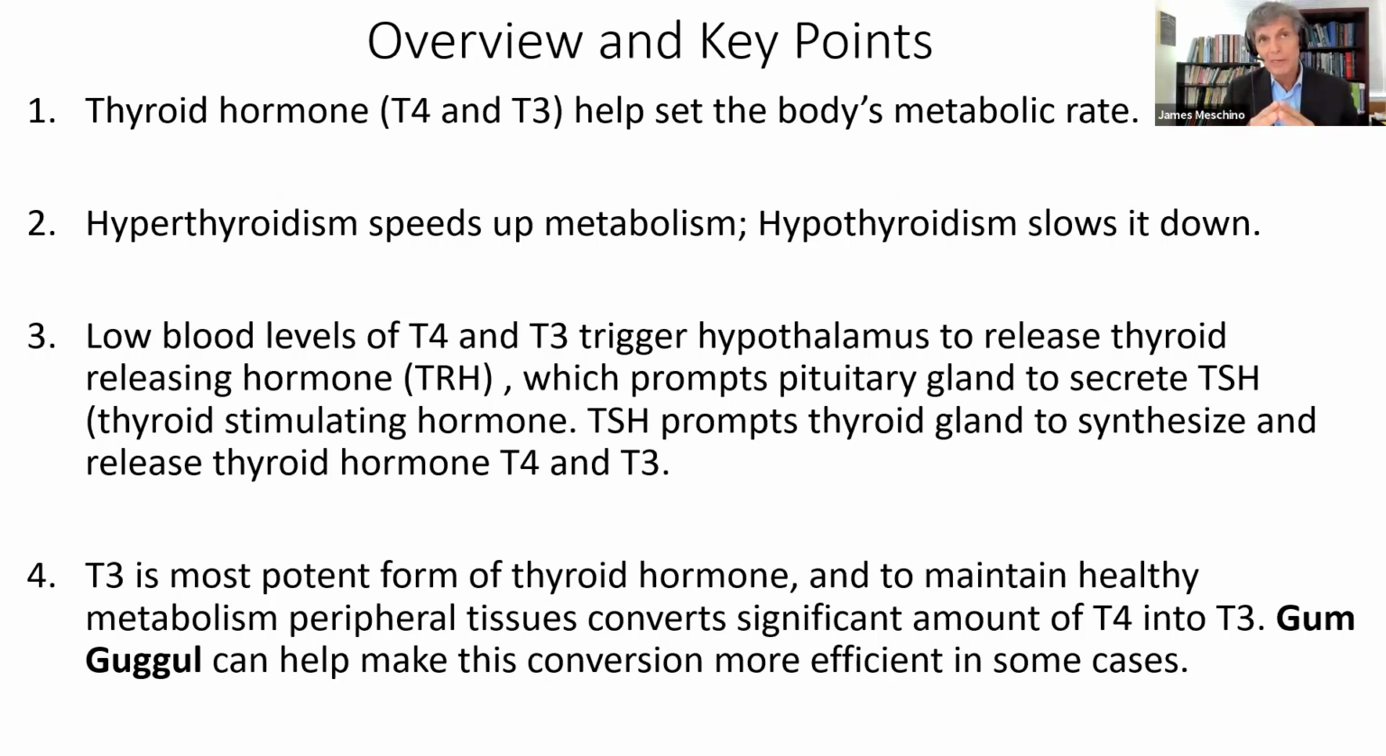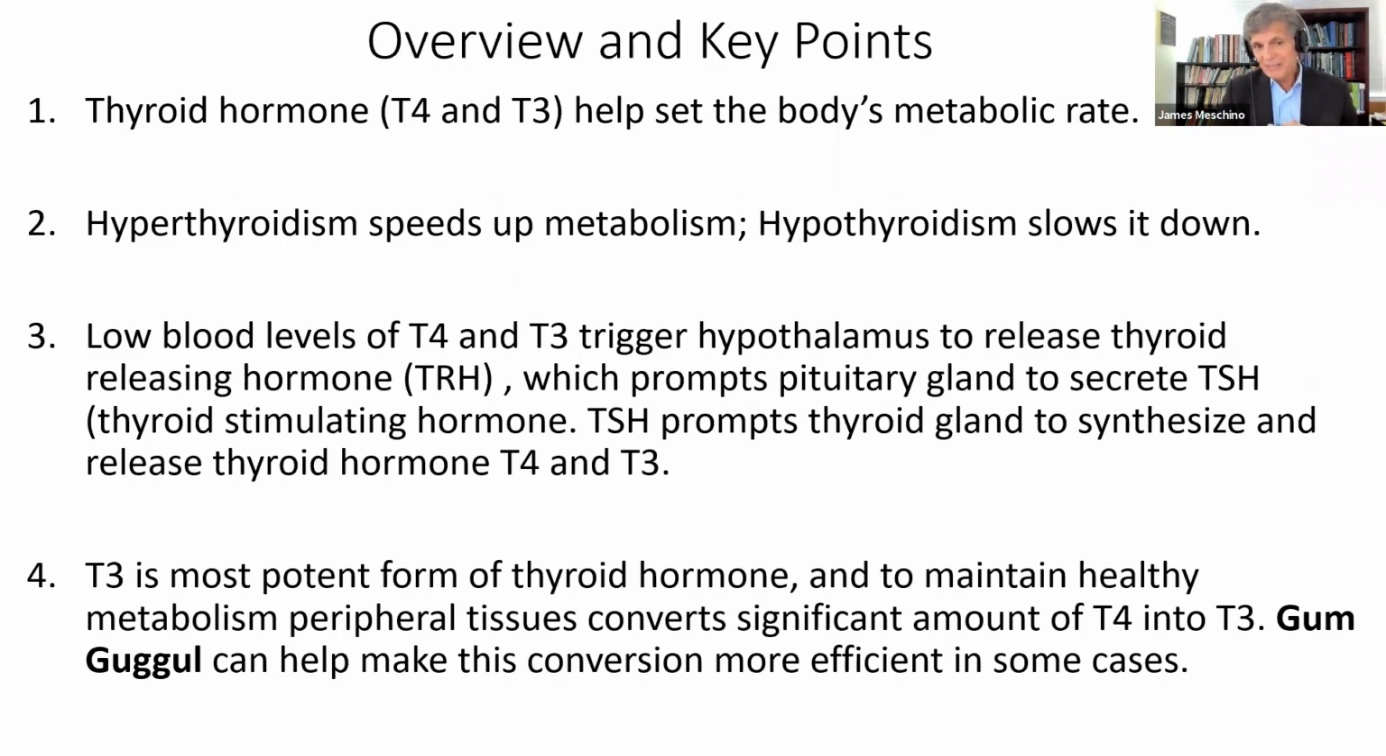You know that thyroid hormone, both T4 and T3, set the body's metabolic rate. That's not a surprise to anybody. So in hyperthyroidism, when there's too much thyroid hormone, it speeds metabolism up. And in hypothyroidism, of course, the person's metabolism slows down.